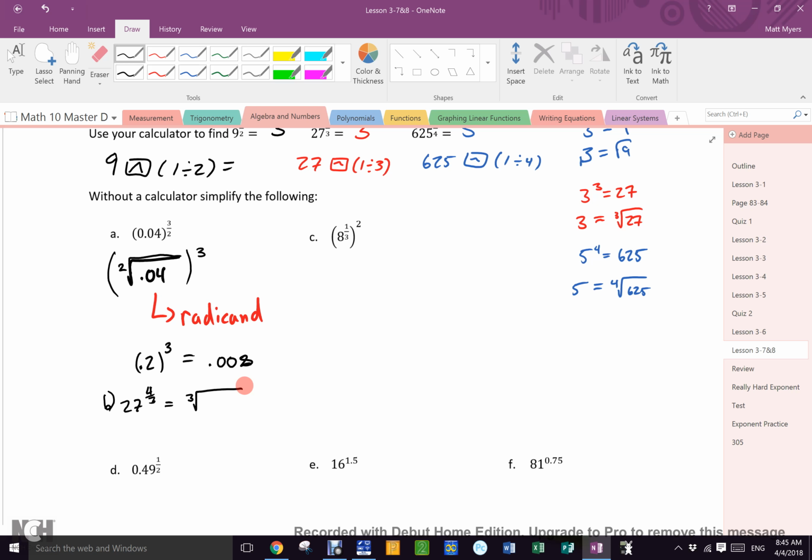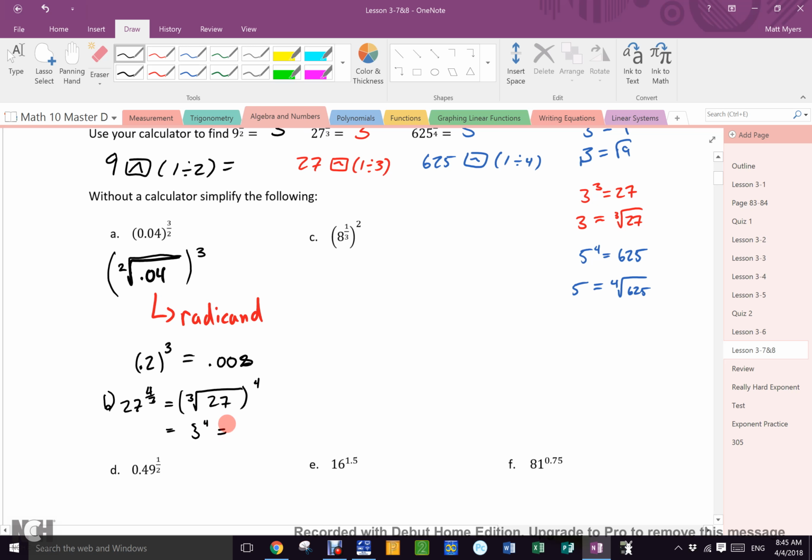Where does the base go? Pardon me? No. The base. 27's the base. Where does it go? To the radicand. And then all of that is to what power? 4. What is the cubed root of 27? 3 to the 4th power.